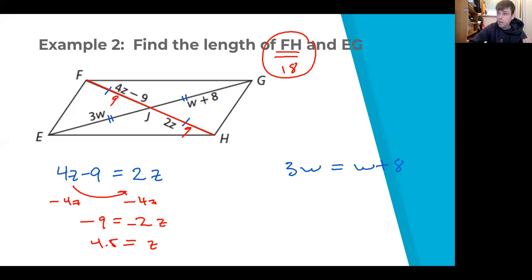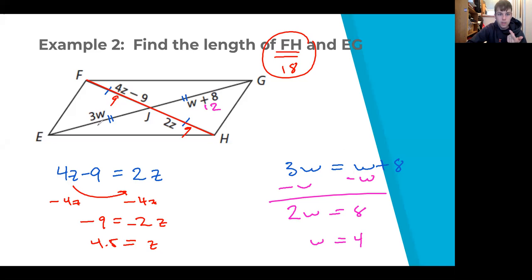18. Okay, going ahead and solving the other side as well. I'm going to put my w's over here, so minus w. I get 2w equals 8, or w equals 4. Okay, so here we go, 4 plus 8, this is 12. This is 12, so our whole diagonal would be 24.